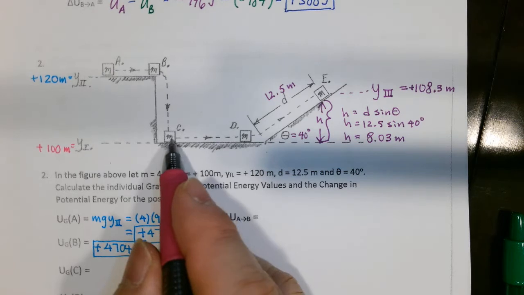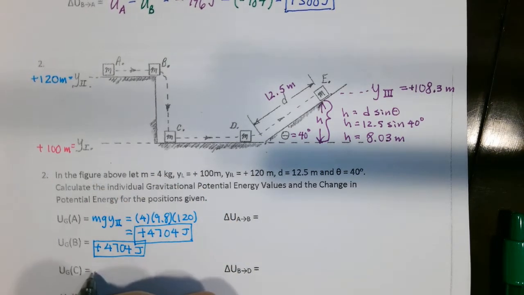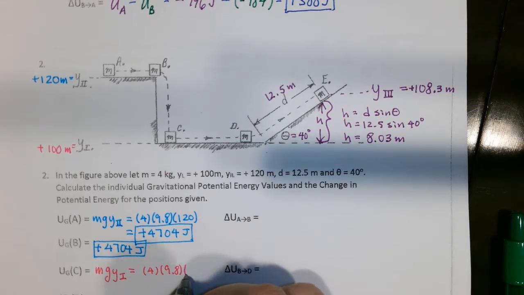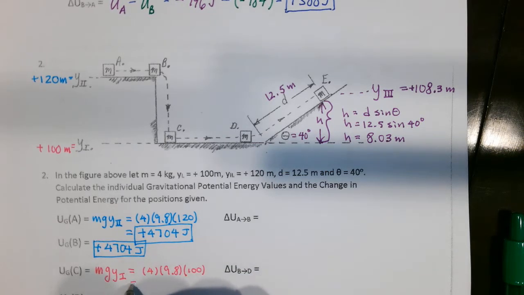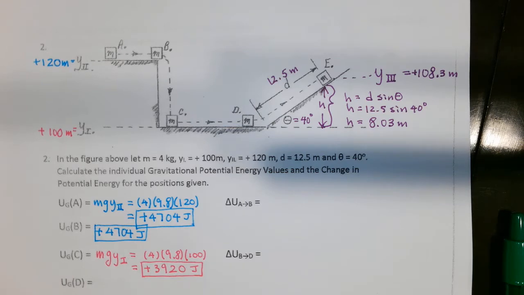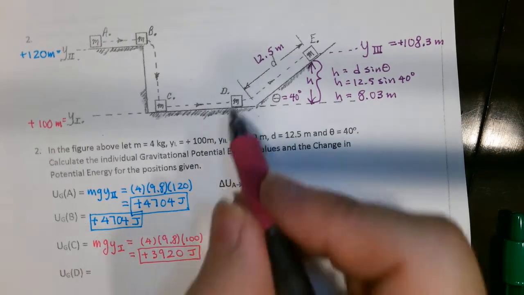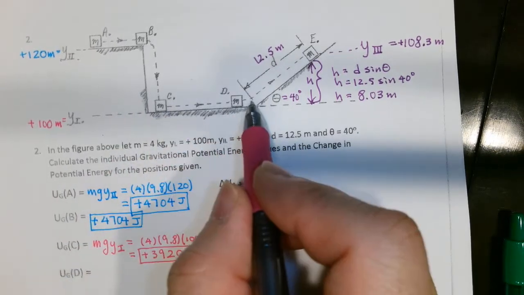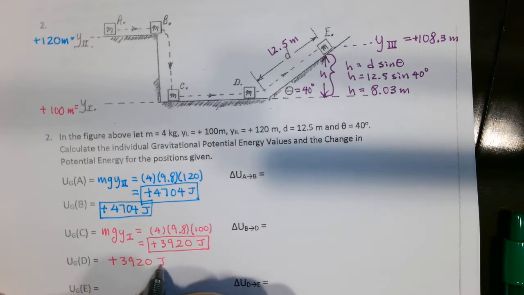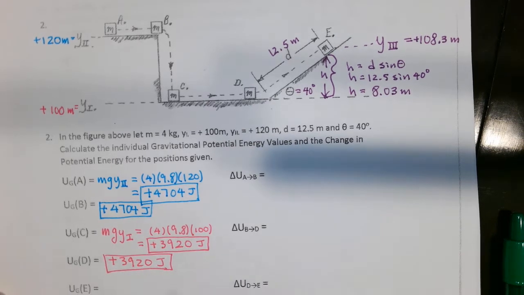However, at point C, the height is Y1, right? So mgY1, and that is equal to 4 times 9.8 times 100, and that comes out to positive 3920 joules. And then at D, the height doesn't change again from C to D. Therefore, my height stays at 100. So that remains at 3920 joules for potential energy at D.